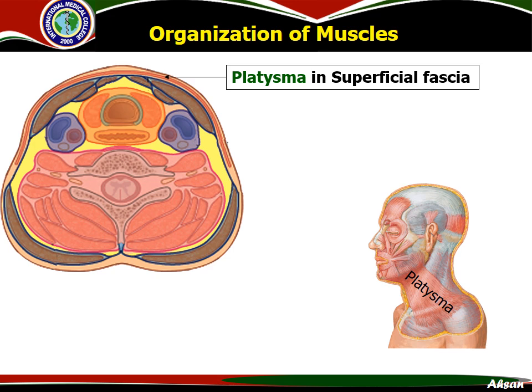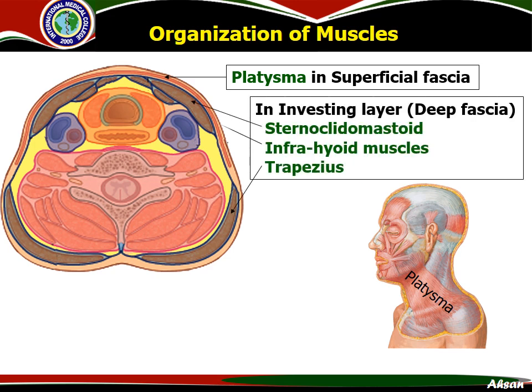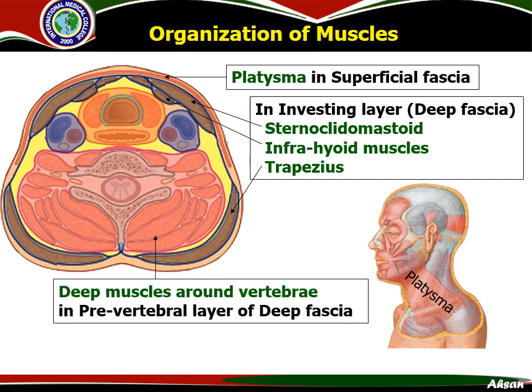Deep to this lies the investing layer of the deep fascia, and the investing layer splits to enclose the sternocleidomastoid muscle shown anteriorly. Just behind that, the infrahyoid muscles, and lastly behind, the trapezius muscles. Deep to that lies the prevertebral layer of deep fascia, and it includes the muscles around the vertebra.